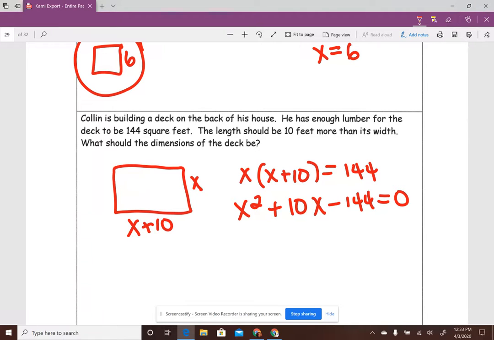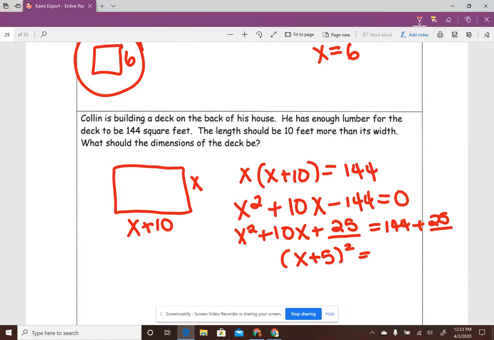Let me think. 144. That's a toughie. You know what I'm going to do? I'm going to do completing the square because I'm just having trouble and I don't have my calculator right now. So plus blank equals 144 plus blank. So I know this is going to be 25. So x plus 5 squared equals 169. So x plus 5 equals plus or minus 13 because the square root of 169 is 13.